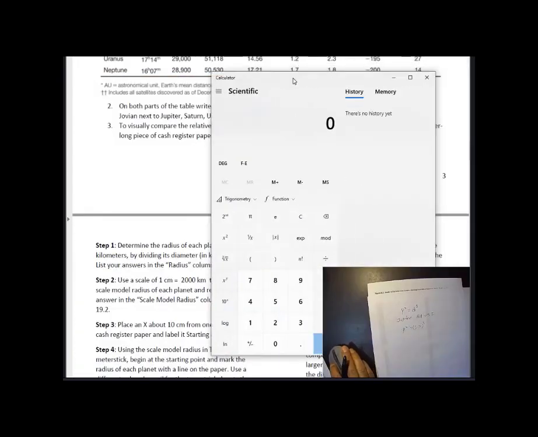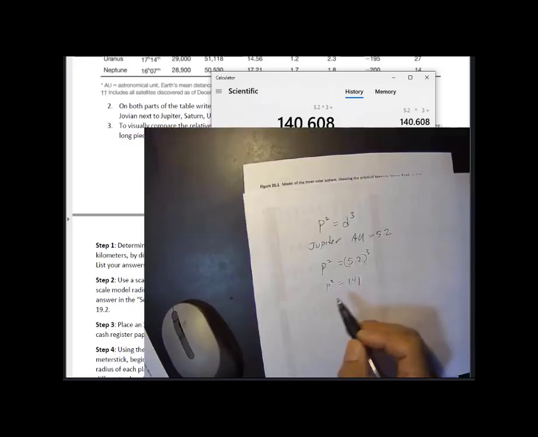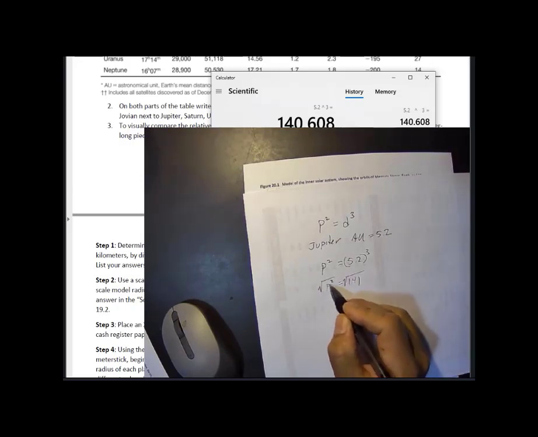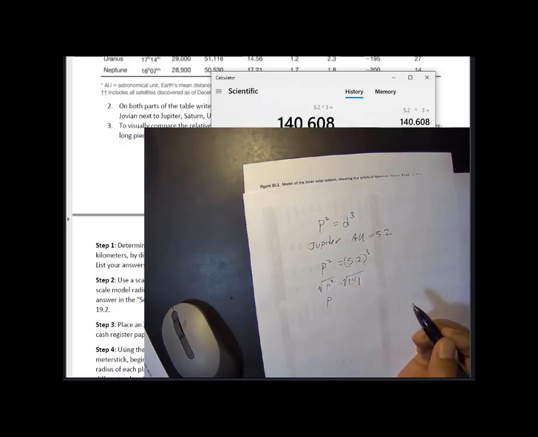So if we bring our calculator up here, we have 5.2 astronomical units. I'm going to click this symbol here to make it x to the third power, which is basically 5.2 times 5.2 times 5.2, which is basically 141. So P squared equals 141. Now if I take the square root of both sides, P just drops out of here, because I take the square root there.